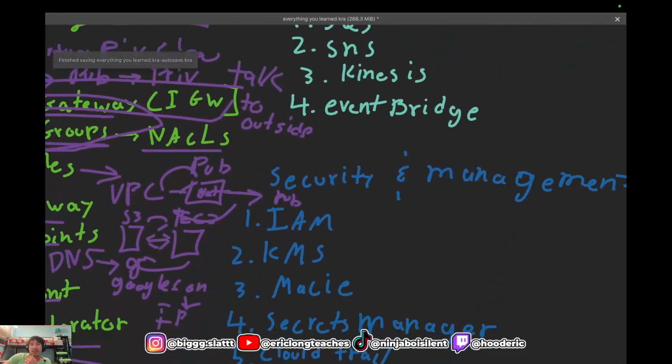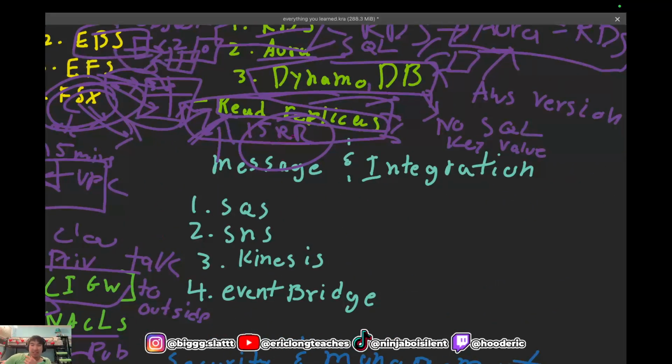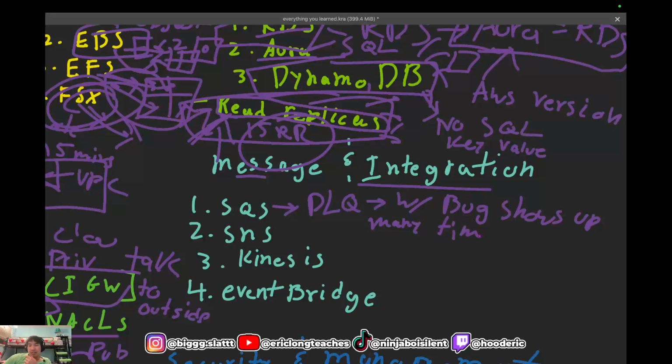Okay, next, I'll go over messaging and integration. This is a queue system. It could have a dead letter queue, which is for when a bug shows up many times. Then we go ahead and put it inside the dead letter queue. So this is for debugging. That's what the dead letter queue is.